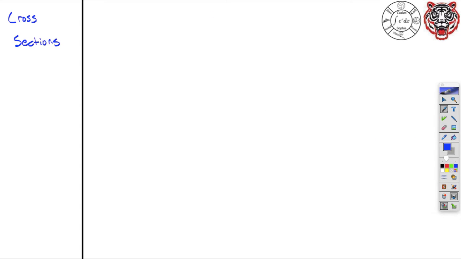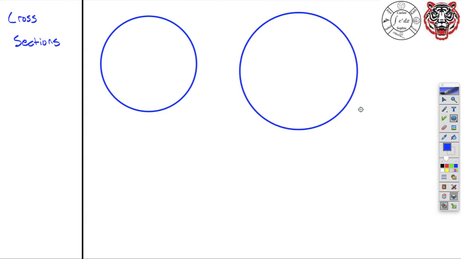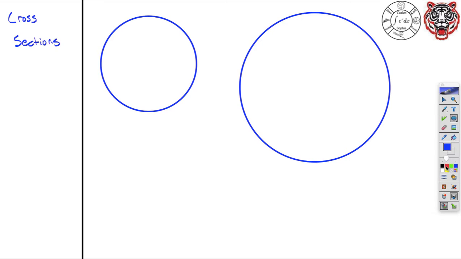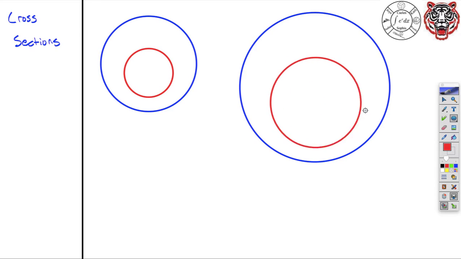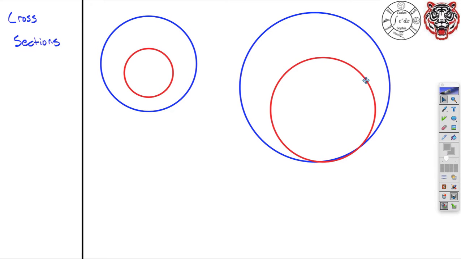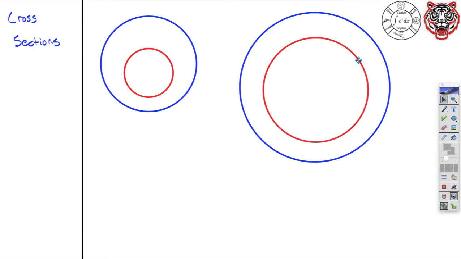So our first cross section, what was the outside? Outside was blue, so I'll make a blue circle. And then the second one was a bigger blue circle. First one was inner red. The second one was a bigger inner red. I'll center those in a sec. It could be centered a little bit better, but oh well.